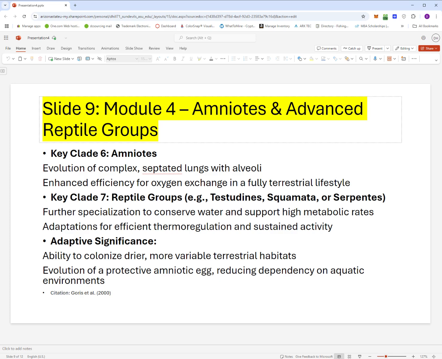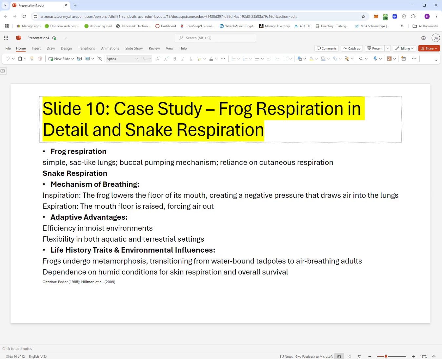In addition, many reptile groups such as Testudines, squamates, and serpentines further specialized their respiratory systems to minimize water loss and facilitate efficient thermoregulation. The evolution of the amniotic egg in these groups also reduced their dependence on water for reproduction, allowing them to colonize a wider range of terrestrial habitats, as shown by Goris et al. in 2000.